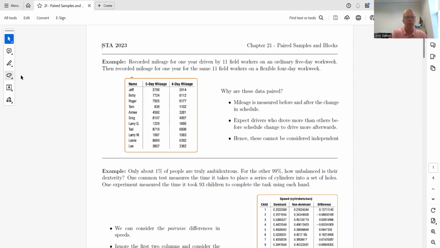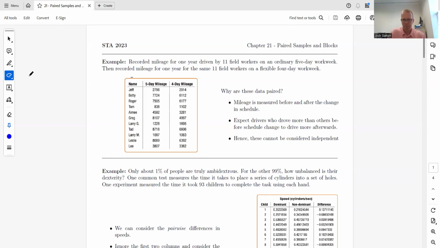What we mean by paired samples is, it kind of looks like we have two groups, but these groups can easily be paired. So if we look at this first example, recorded mileage for 1 year driven by 11 field workers on an ordinary 5-day work week, then recorded mileage for 1 year for the same 11 field workers on a 4-day work week. As opposed to having two independent groups, we have two groups that are non-independent. And in fact, in this case, it's the same people doing a similar thing 2 different times.